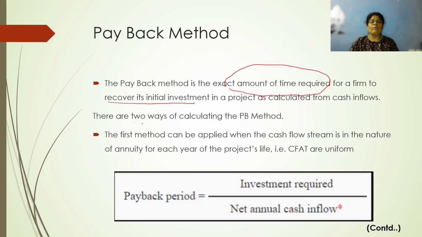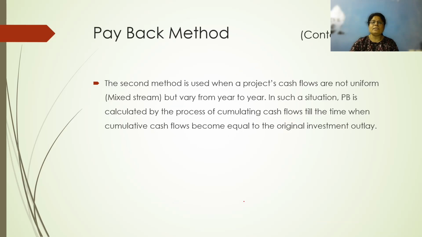So, there are two ways of calculating the payback method. When cash flows are uniform throughout the duration of the project, they generate an equal amount of return. That we call uniform. When the cash flow stream is uniform, the payback period formula is investment required divided by net annual cash inflow, right? And there is another formula for when the cash inflows are not uniform.